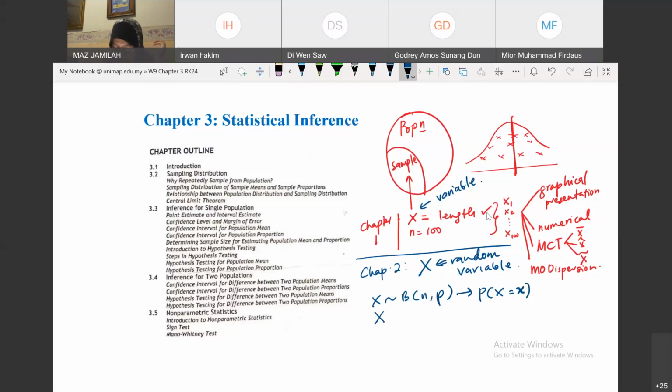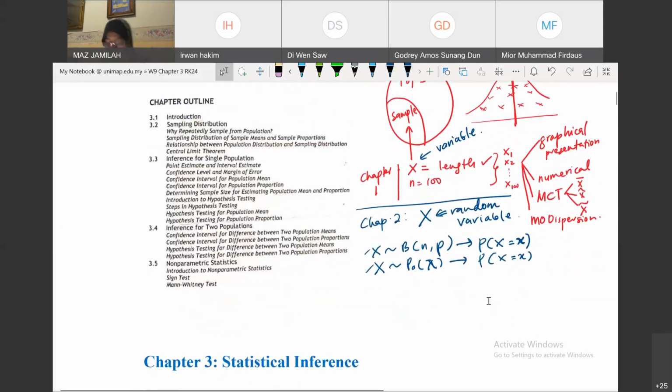And if we have another discrete probability distribution, what we call Poisson, we know that for Poisson we can also find the probability of X. And of course, you have your formula on how to find the probability of X if your X is following binomial or if it is following Poisson.